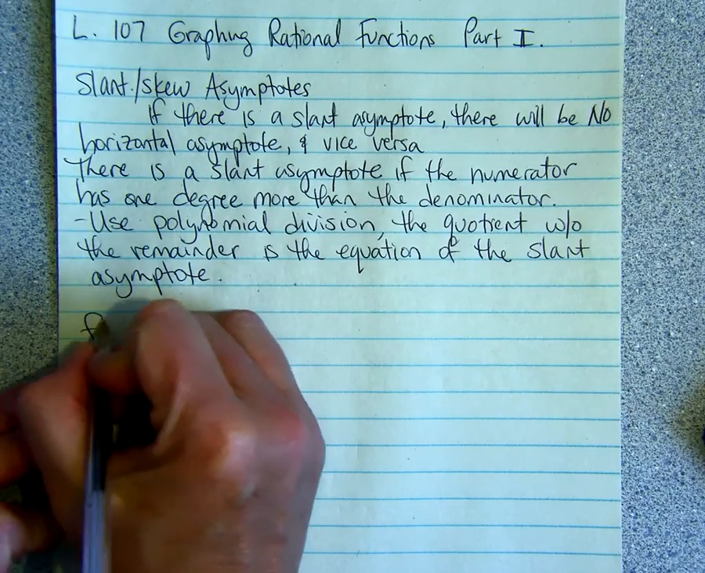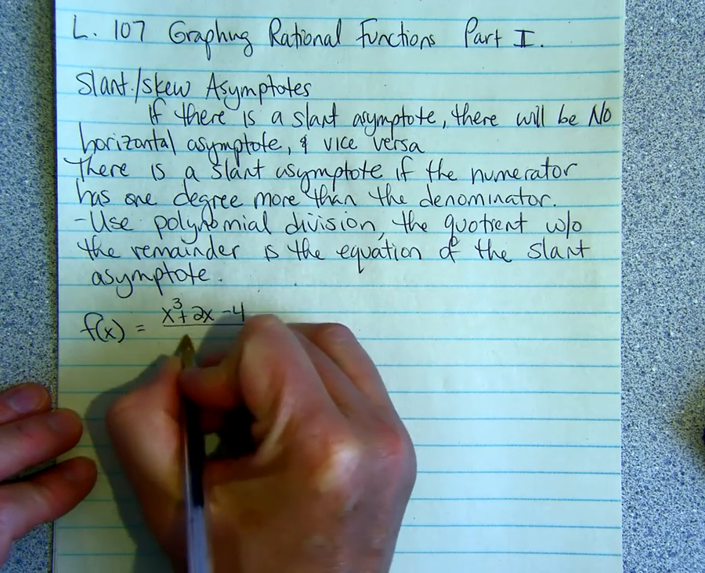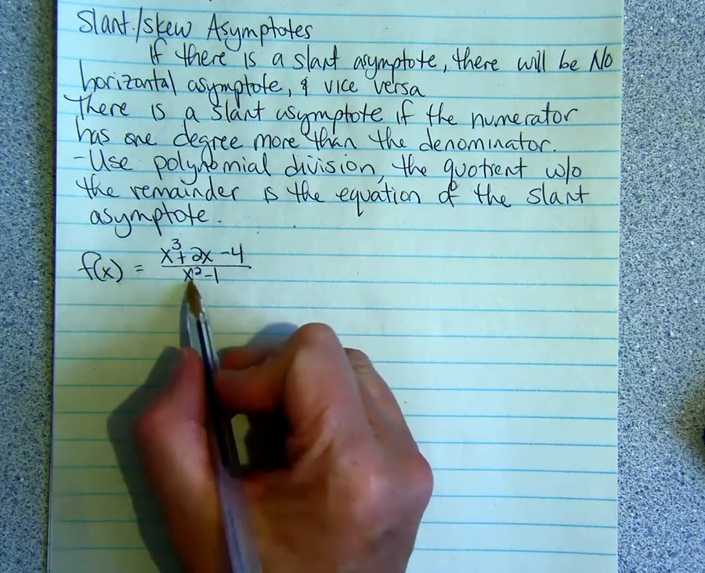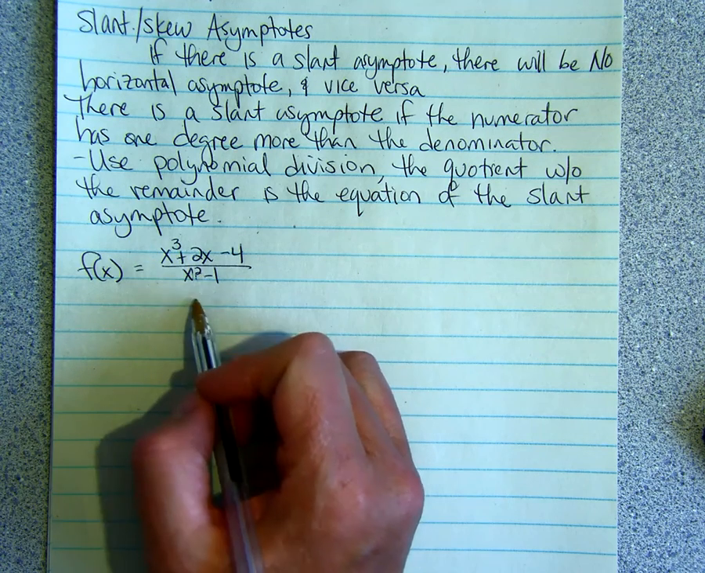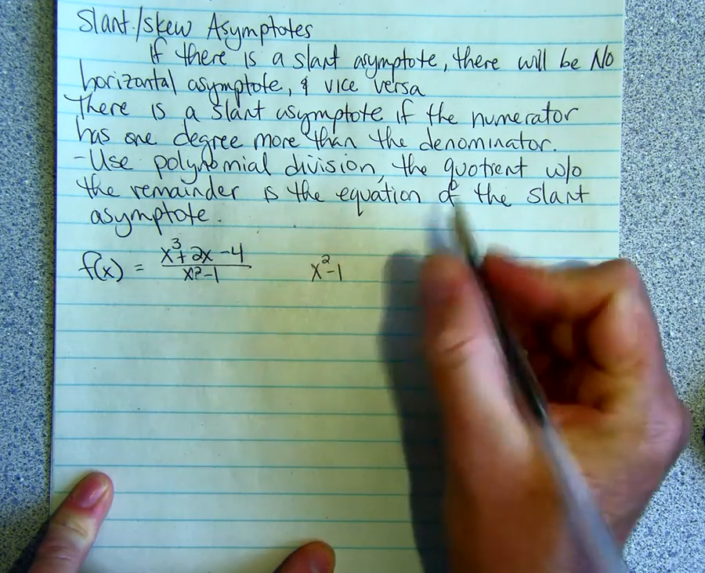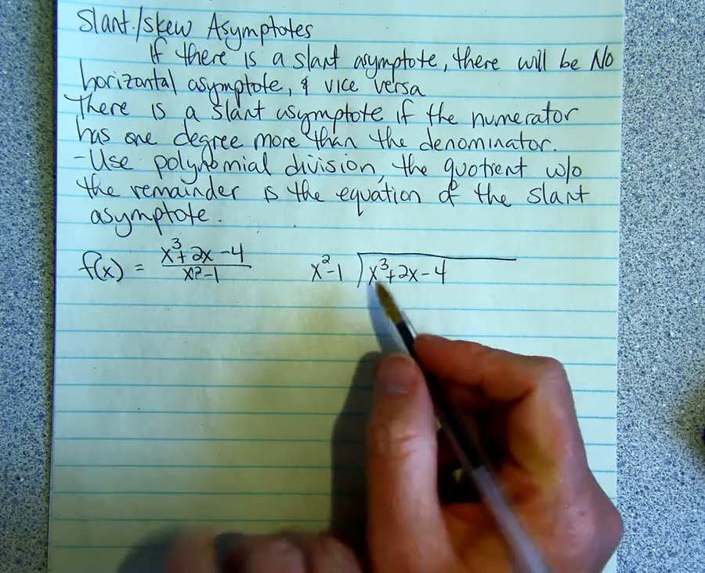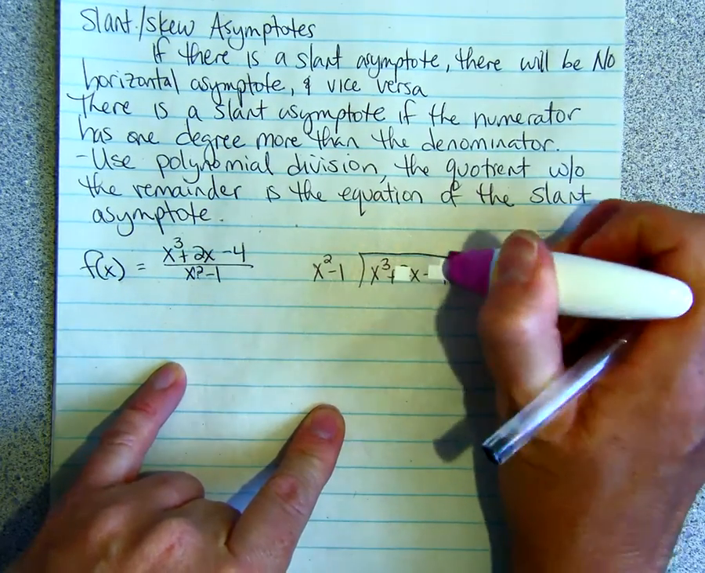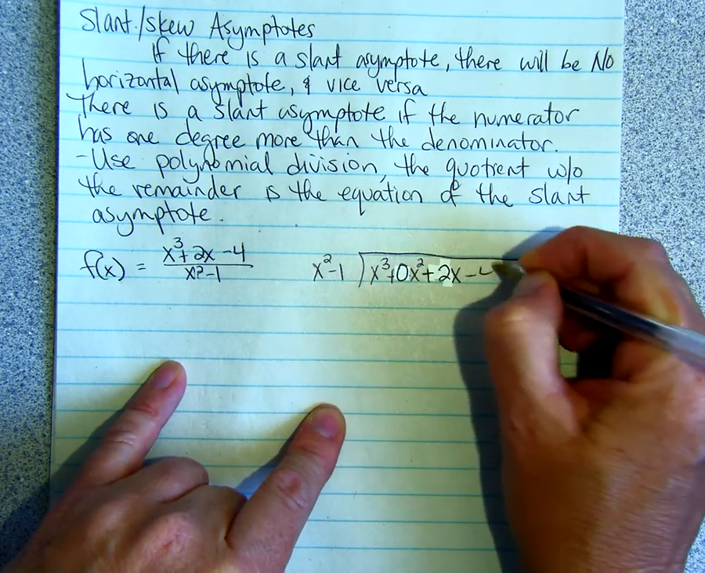So here's an example. Here's a function f of x equals x cubed plus 2x minus 4 divided by x squared minus 1. The numerator is of degree 3, the denominator is of degree 2. So because it's 1 more degree than the denominator, this will have a slant asymptote. So you have to use polynomial division and divide x cubed plus 2x minus 4 divided by x squared minus 1. We forgot to put in our x squared in here. I don't know if you guys remember, but you have to have a 0 x squared plus 2x minus 4.